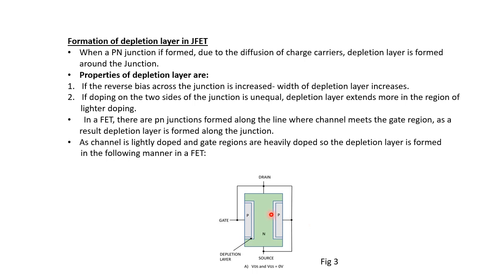And as we will see further in the forthcoming slides, if we apply a reverse bias between the gate and the source, then the width of this depletion layer will be increasing, because with the increase in reverse bias, the depletion layer width increases.